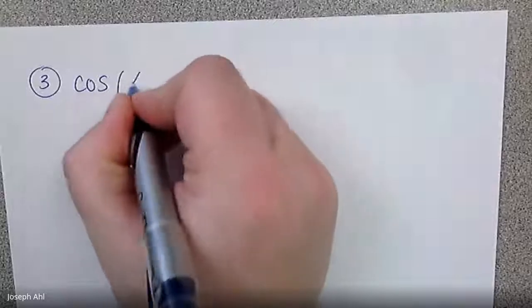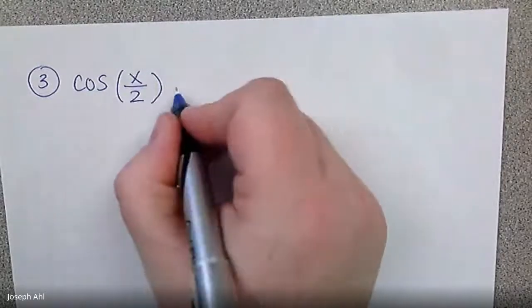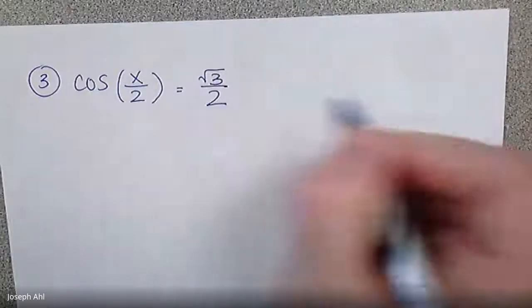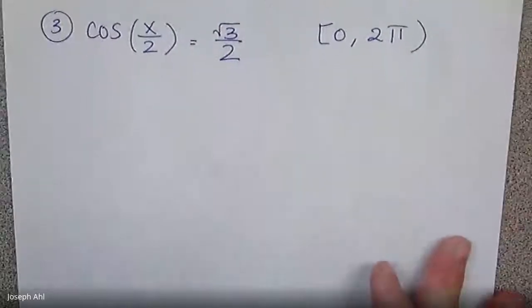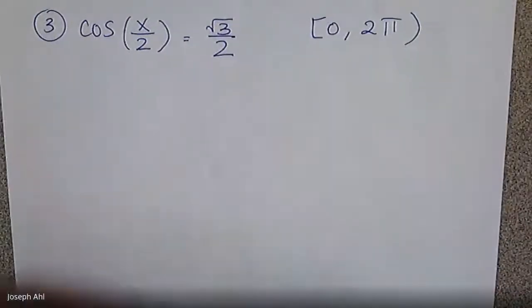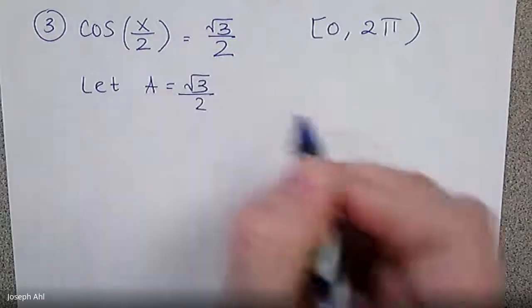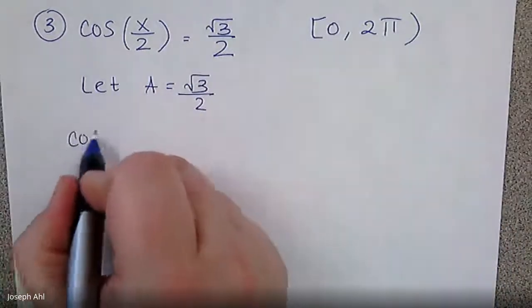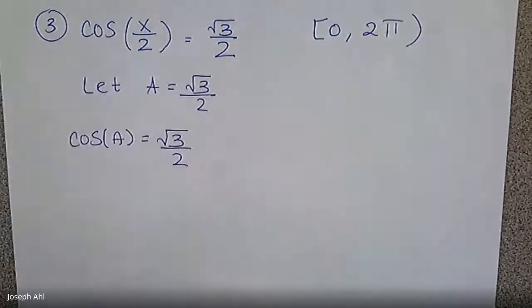And the last one that I want to do is an example of one that has a decreased frequency. So for number 3, I'm going to do cosine of x divided by 2. This is cosine of half of x. And we're going to solve when does this equal radical 3 over 2? Still over that same interval from 0 to 2 pi. All right, right away, let's use a dummy variable. Let a equal radical 3 over 2. And therefore, cosine of a equals radical 3 over 2.